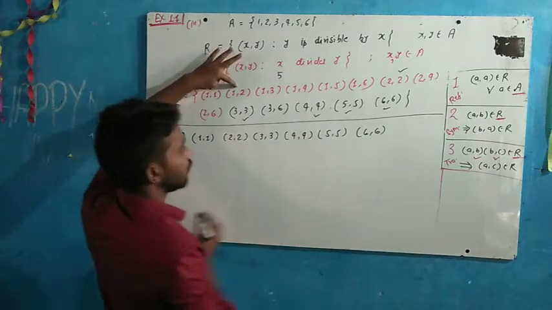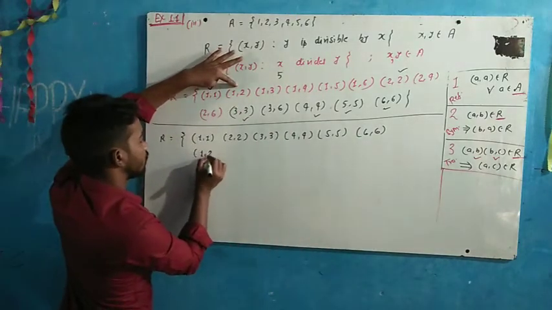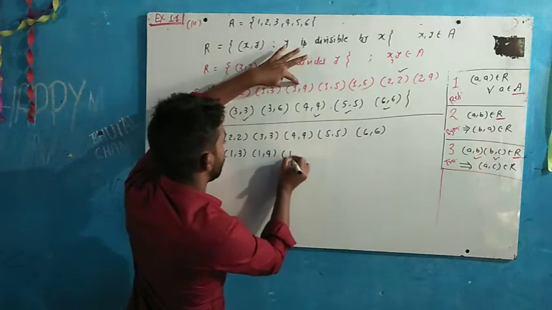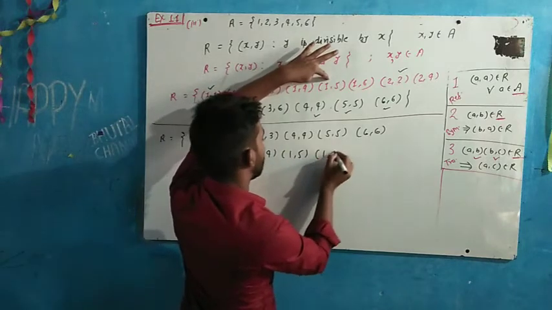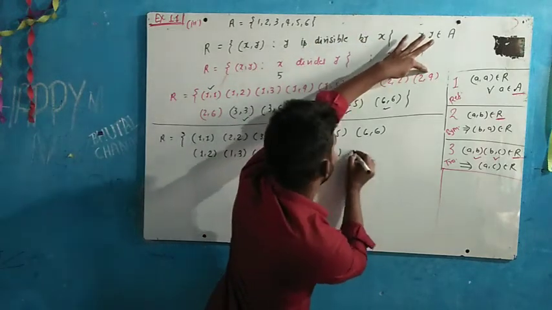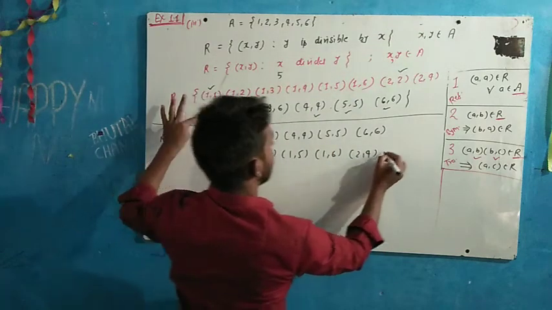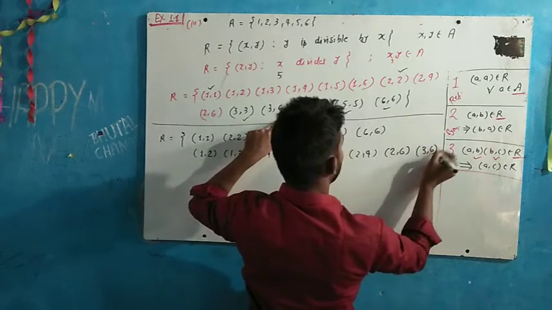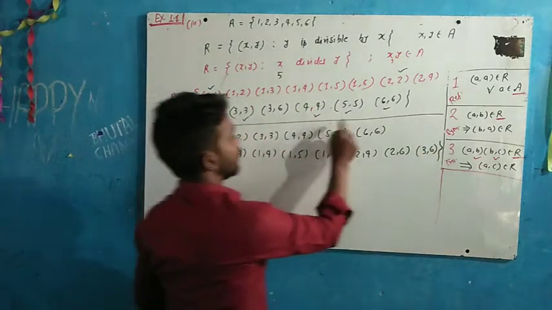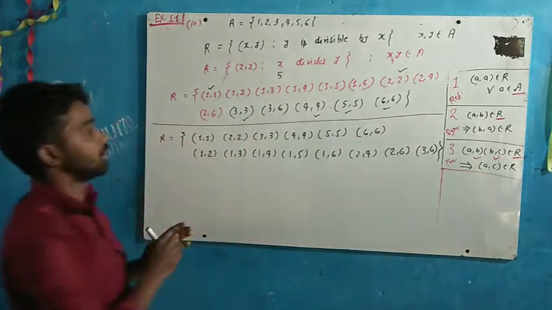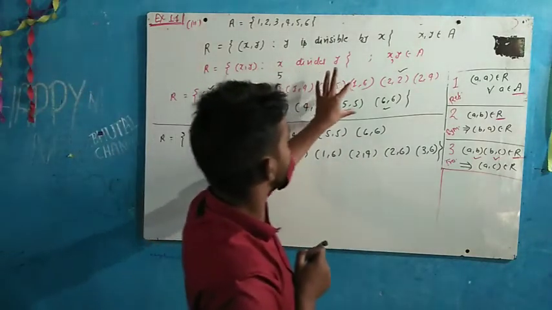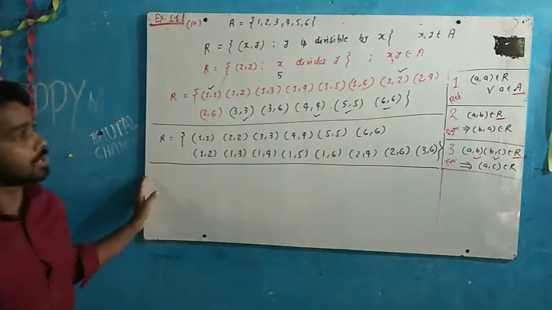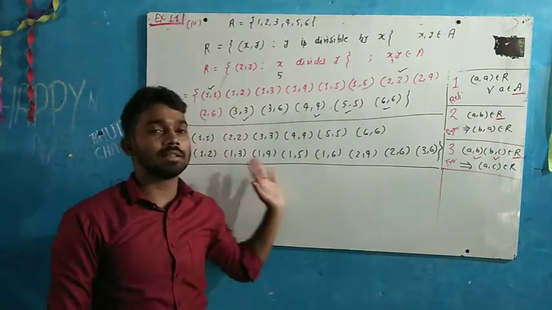And now the remaining you can write like that. So what is left? 1 comma 2. Next 1 comma 3, next 1 comma 4, next 1 comma 5, next 1 comma 6, next 2 comma 4, next 2 comma 6, and next 3 comma 6. So total 1 2 3 4 5 6 7 8 9 10 11 12 13 14. So 14 elements are there in relation R. I think you can understand very well how I have written R in the roster form.